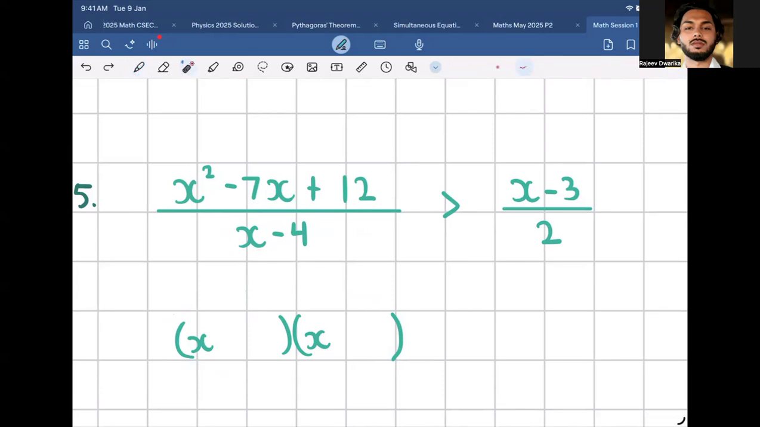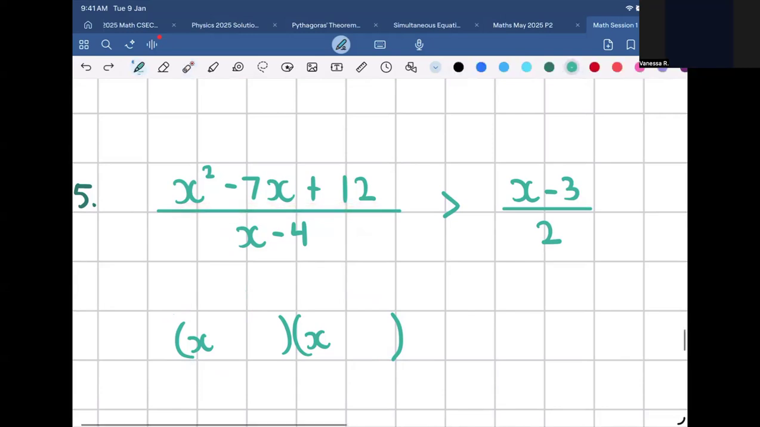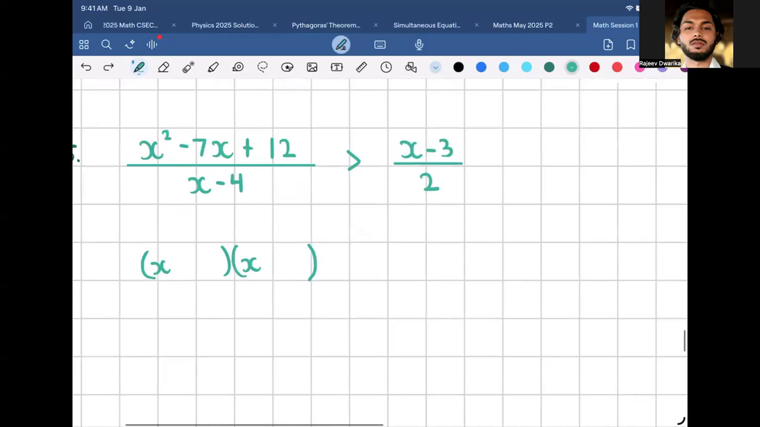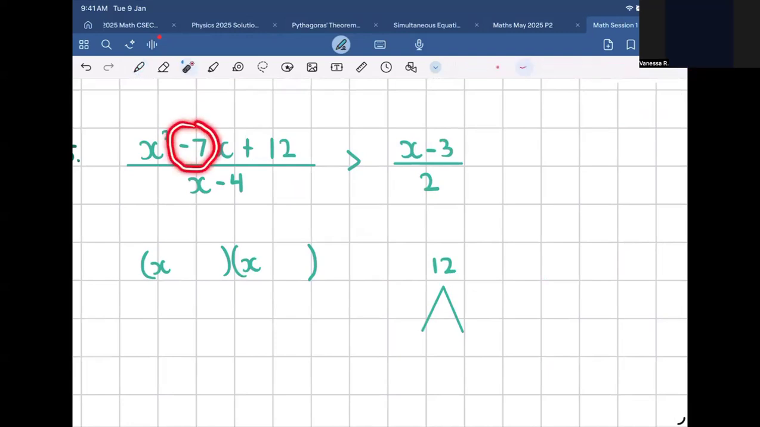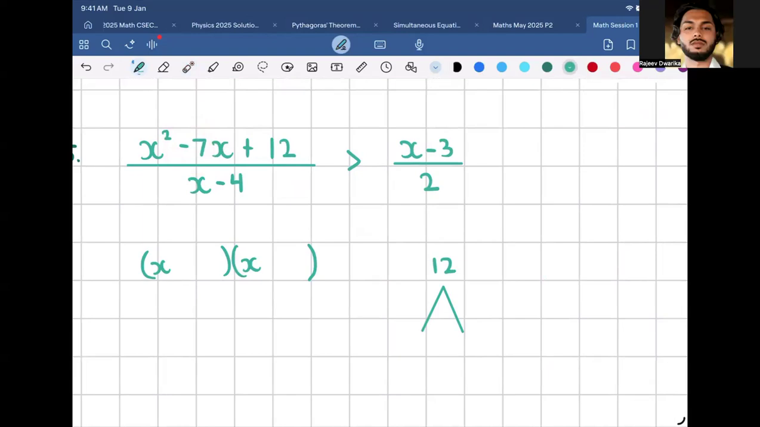So then I'm gonna ask you this, Vanessa. Look at the last term. What's the last term in this quadratic? 12. Okay. I'm going to ask you this. How could you multiply to get 12, but add to get the middle term? So 4 and 3. Okay. But if you add 4 and 3, what are you getting? Positive 7. But what do we want? Negative 7.